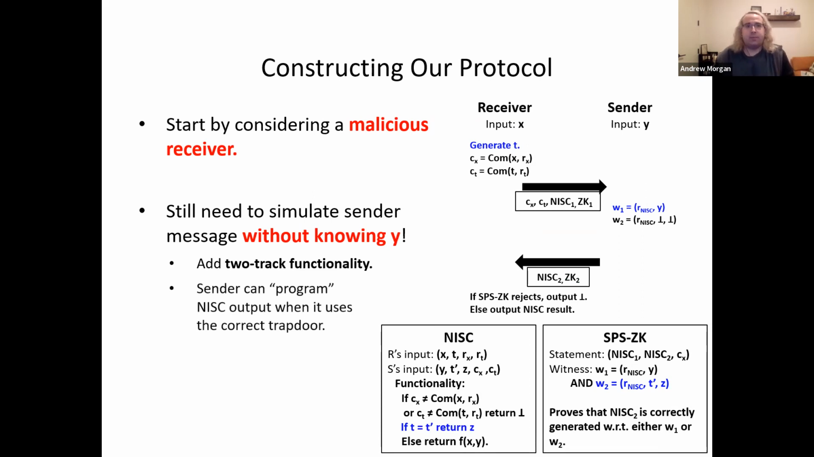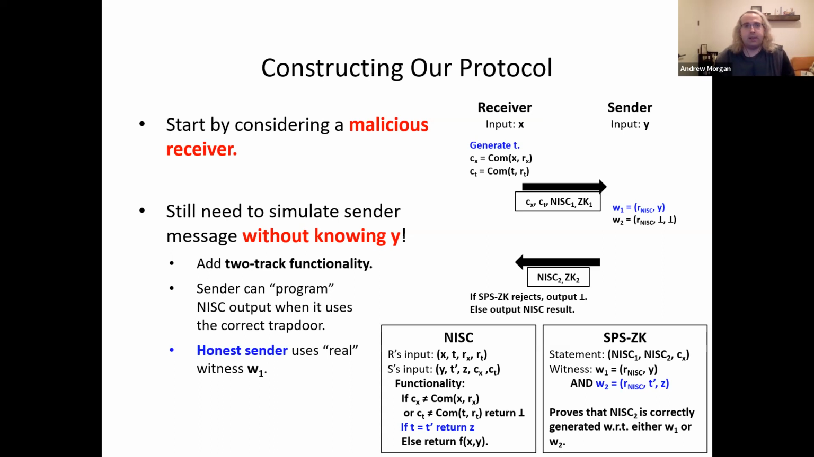The sender now has the option to input the trapdoor into the NISC, as well as proving in zero knowledge that they did so rather than providing their input Y. And if they choose to do so, if they choose the second track and provide the correct trapdoor, they can input an additional value Z and program the output of the NISC by fixing it to Z. So what does this accomplish for us? Well, in the real execution of the protocol with an honest sender, this doesn't make a difference.